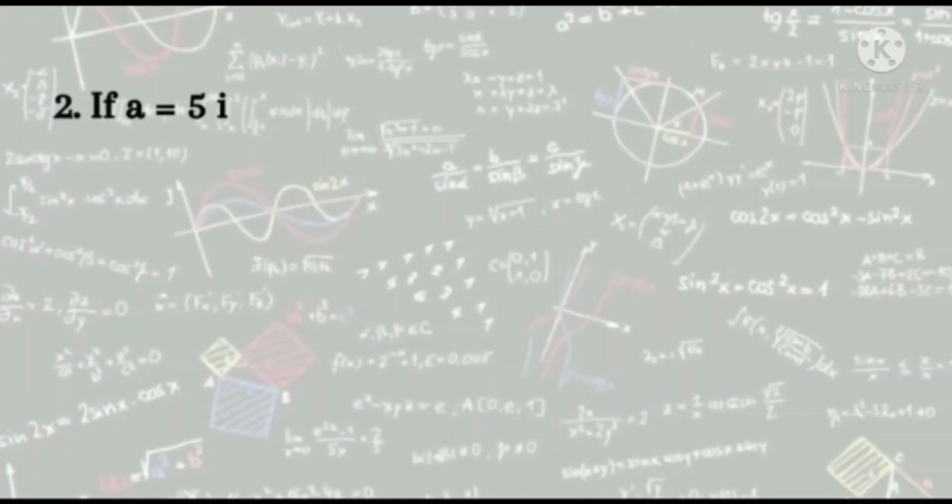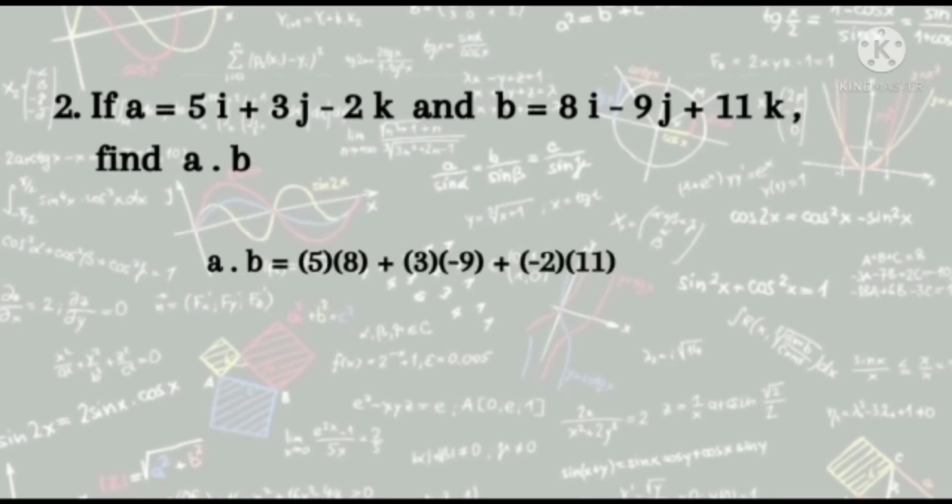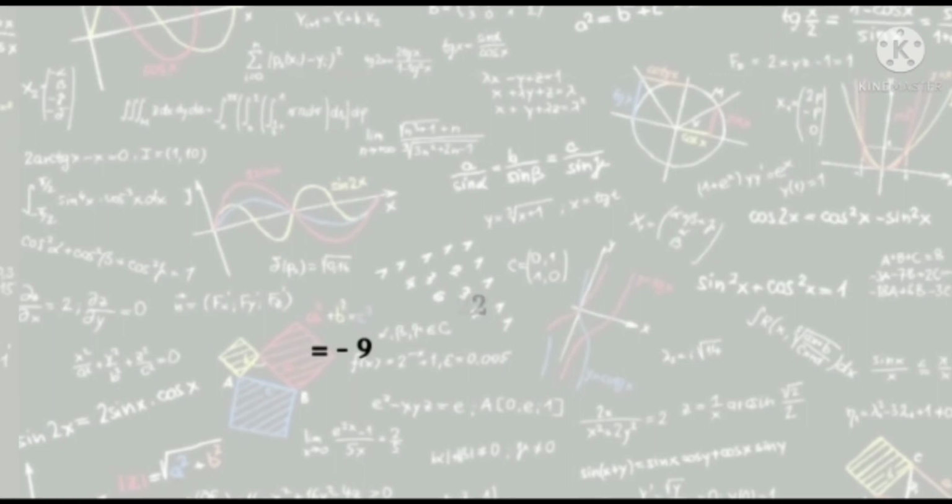Example 2. If A equals 5i plus 3j minus 2k and B equals 8i minus 9j plus 11k, then find A dot B. The answer will be A dot B equals 5 times 8 plus 3 times negative 9 plus negative 2 times 11. Then you will get 40 minus 27 minus 22. Then you will get the answer negative 9.